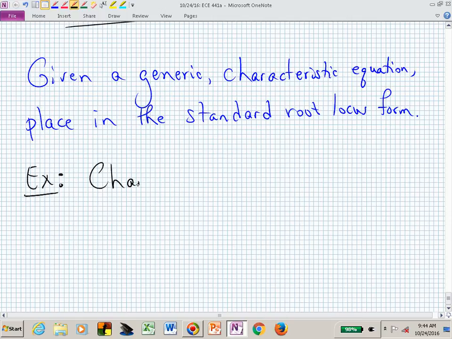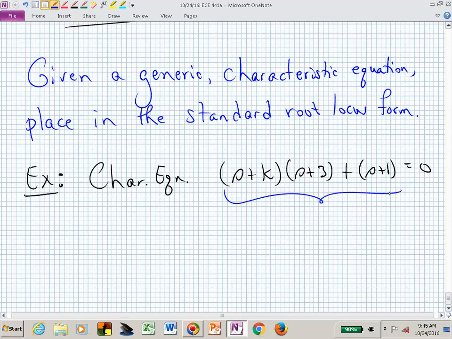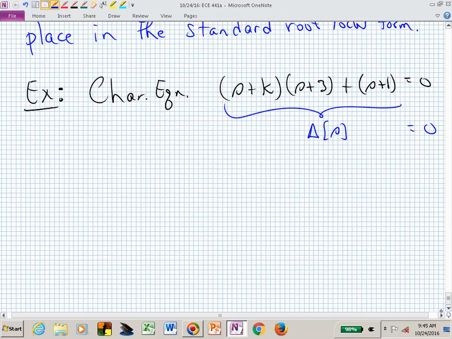Suppose that our characteristic equation turns out that the denominator ends up being (s plus K)(s plus 3) plus s plus 1 equals 0. Where this is now our denominator, delta of s, and we want that to equal 0. Or we want to find how do the poles move around in our closed loop system if this is our characteristic polynomial.